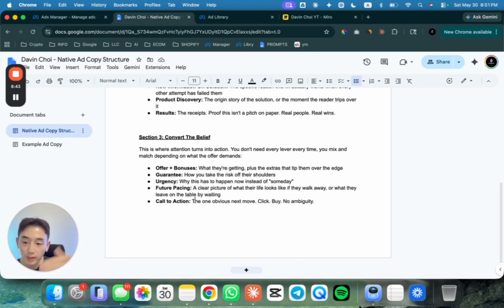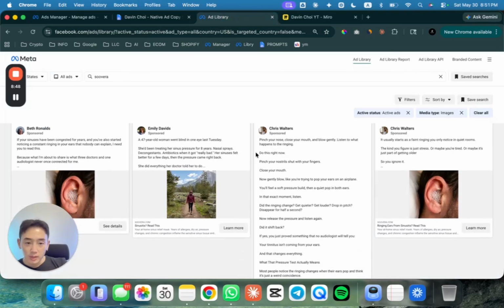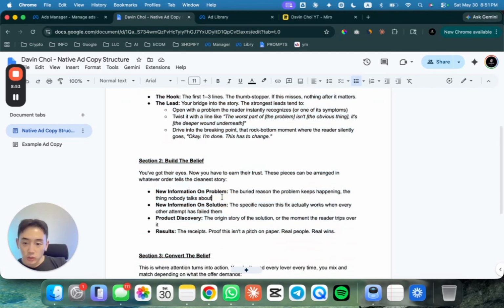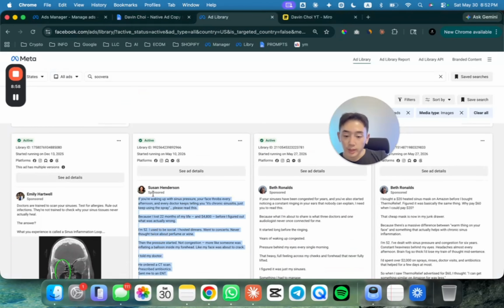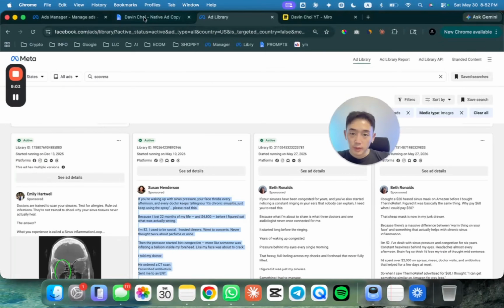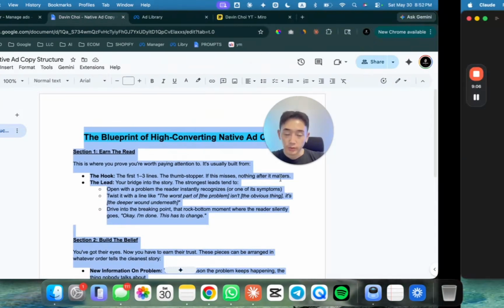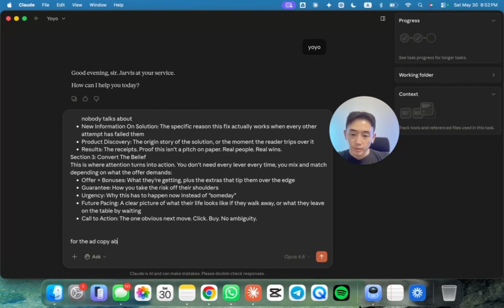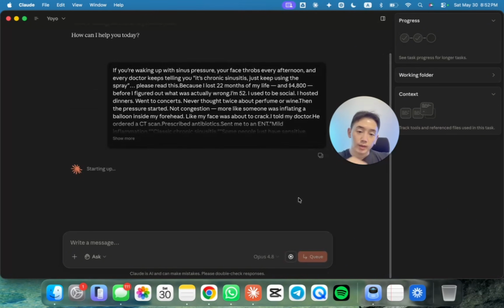Now, just by me explaining it might have been a bit confusing. So I'm going to put one of these ad copies into Claude whilst giving it this benchmark so we can see what that actually looks like in real time. So here, I'm going to copy this, put it into Claude. Here, I'm going to go Command A, copy this whole thing, and then put it here and be like, for the ad copy above, can you label each section following the benchmark that I gave you below the ad copy? And we're just going to wait for the output.